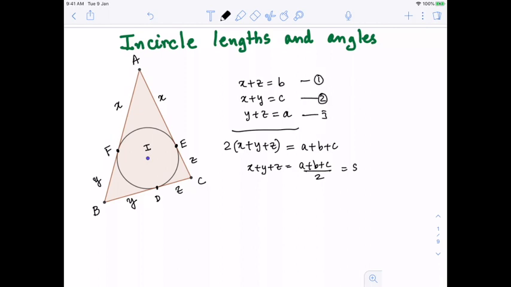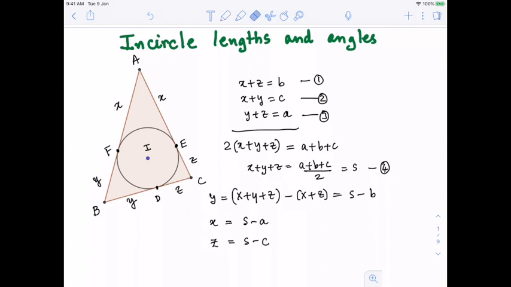Now let's label them equations 1, 2 and 3. If you subtract equation 1 from equation 4, that is, if you subtract X plus Z from X plus Y plus Z, you get S minus B, which is basically nothing but Y. Similarly, you will get X to be S minus A, and similarly you will get Z to be S minus C. So in fact, we can relabel these as X is S minus A, Y is S minus B, and Z is S minus C.